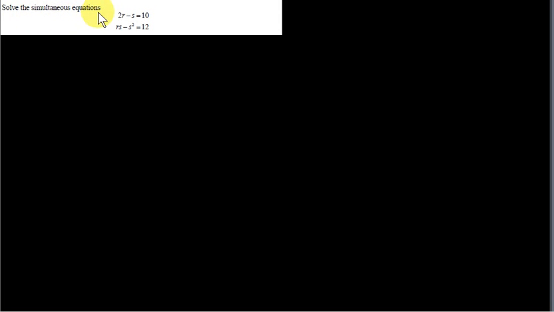Solve the simultaneous equations 2r minus s equals 10 and rs minus s squared equals 12. Now this first equation here is linear in r and s. So it has terms that have r to the power of 1 and s to the power of 1. It does not have terms like r squared or terms like r times s. We don't see anything like that. So an equation of this form is referred to as linear.